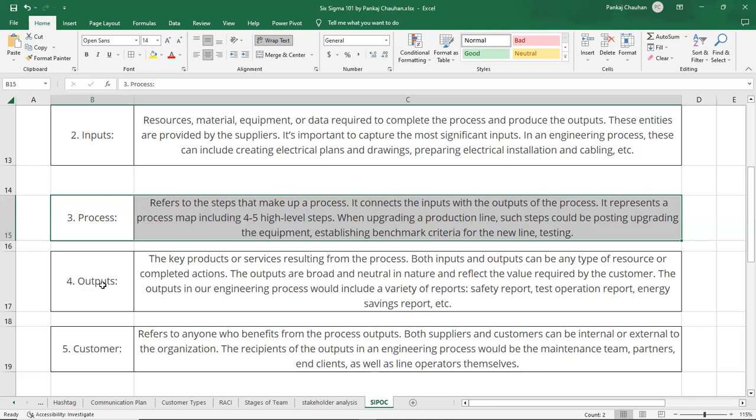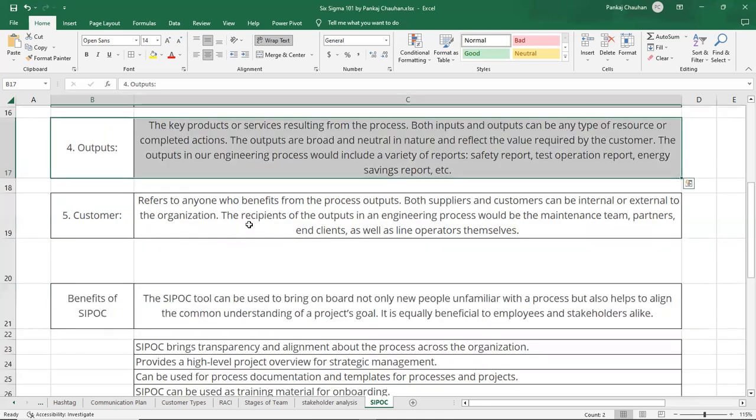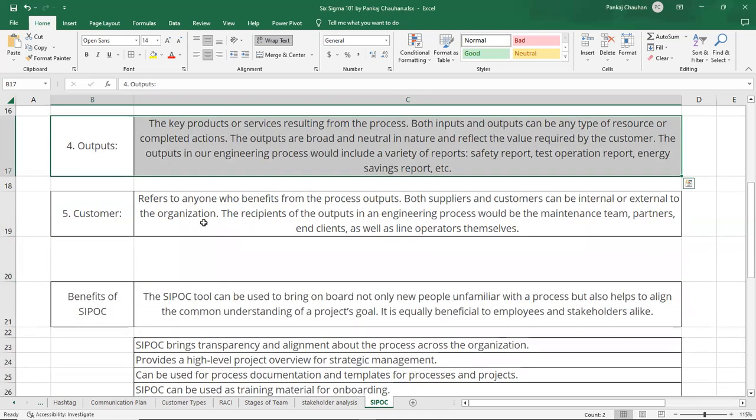Now, when input goes through the process, this is converted into the output. So what is the output?